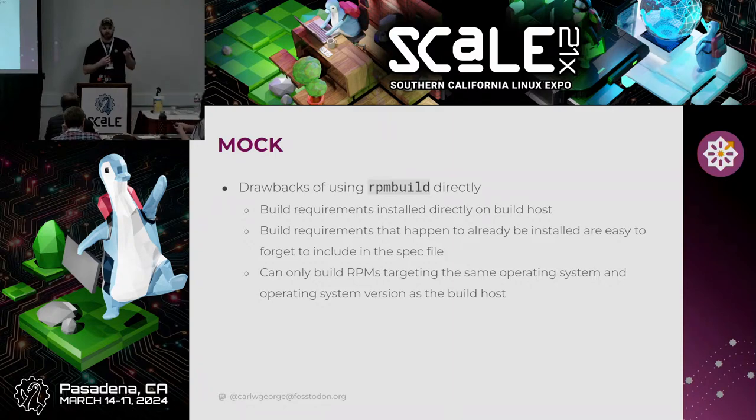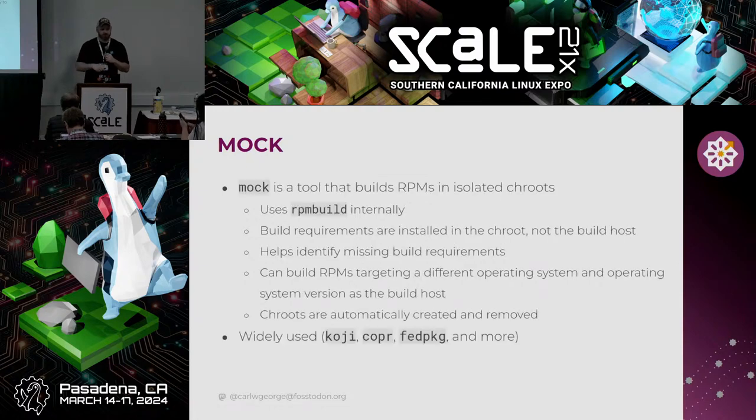And so you really can only build RPMs that officially target that. You might be able to make an RPM that accidentally installs on another version or on another distro like Fedora, but it's not guaranteed, and you'll probably run into library issues eventually for not targeting correctly. But there is a solution for that, and it's called mock.